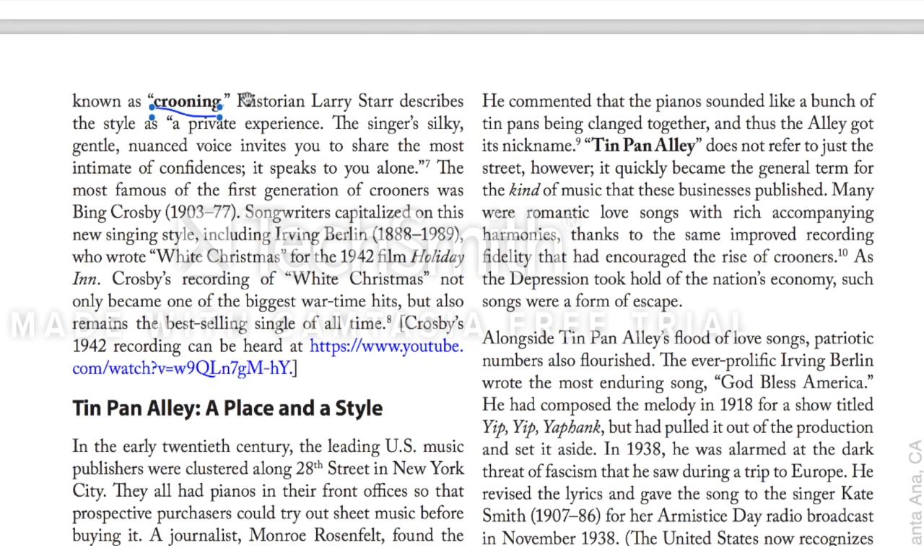The most famous of the first generation of crooners was Bing Crosby. Songwriters capitalized on this new singing style, including Irving Berlin, 1888 to 1989, who wrote White Christmas for the 1942 film Holiday Inn. Crosby's recording of White Christmas not only became one of the biggest wartime hits, but also remains the best-selling single of all time.